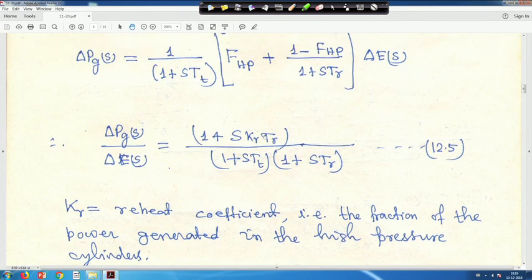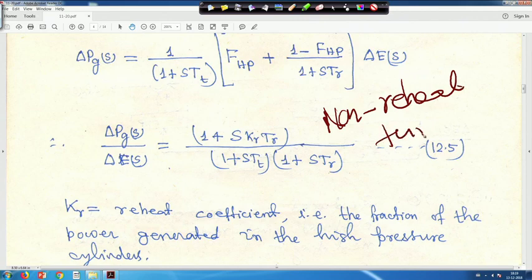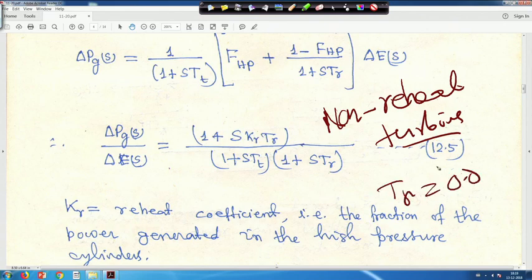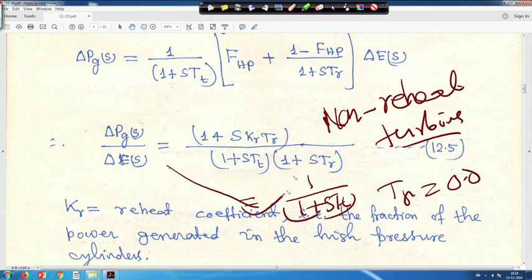And if it is a non-reheat turbine, then there will be no existence of TR. So, TR should be equal to 0 if it is non-reheat. That means, in that case for a non-reheat turbine, the transfer function should be basically simply 1 upon 1 plus STT.